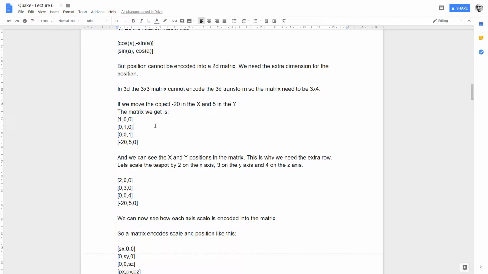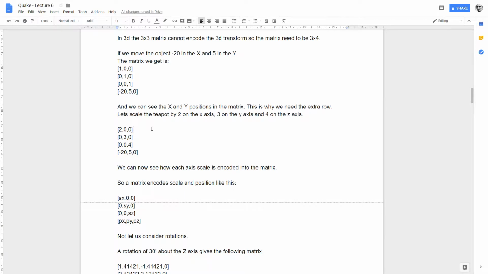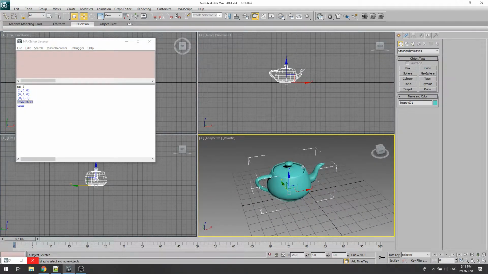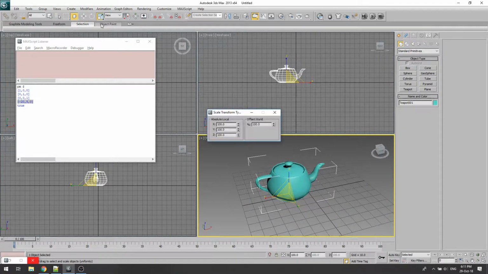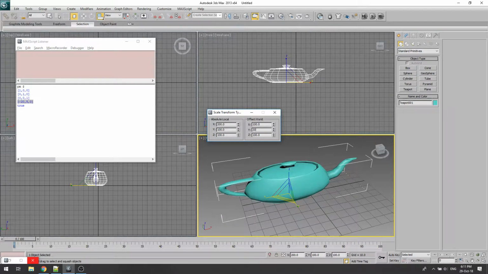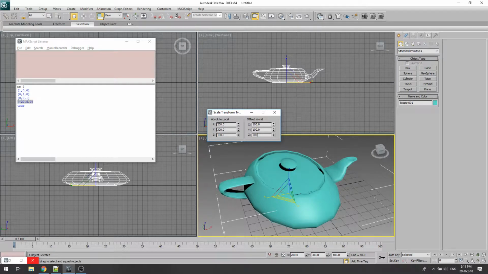So we can see the x and y positions in the matrix, and this is why we need the extra row. So okay, we can understand where the position offset comes in terms of the matrix. Let's have a look at our scale and rotations again. The teapot, let's scale our teapot up. Let's do a non-uniform scale. Let's put 200 and 300 and 500.